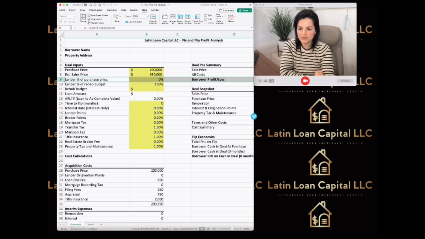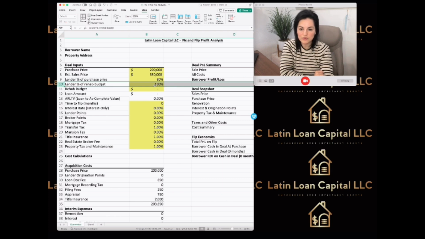Lender percentage of purchase price. Now this will be your LTV. Let's say if you're an experienced investor, you can have up to 90% LTV. If you're just starting, it's 70%. Let's go in the middle and put an 80%. That means you're putting down 20% of the purchase price.